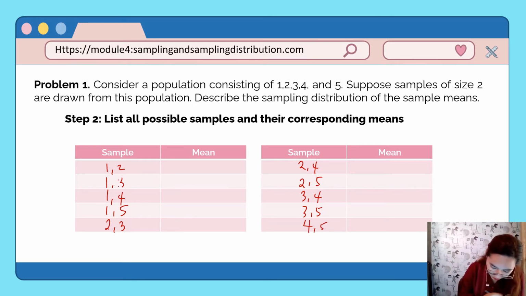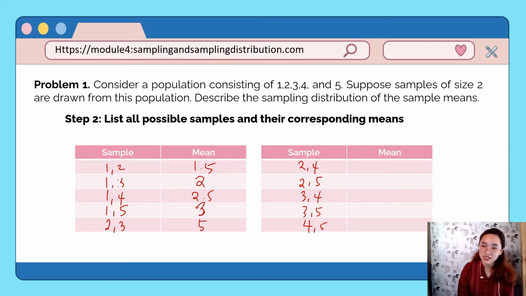So, ngayon, kunin natin yung mean. 1 plus 2, that will give us 3 divided by 2, 1.5. 1 plus 3 is 4, divided by 2 is 2. Ang average ng 1 at 4, 5 divided by 2 is 2.5. 1 plus 5 is 6 divided by 2, 3. 2 plus 3 is 5 divided by 2 is 2.5. Again, yung mean kasi is the average.